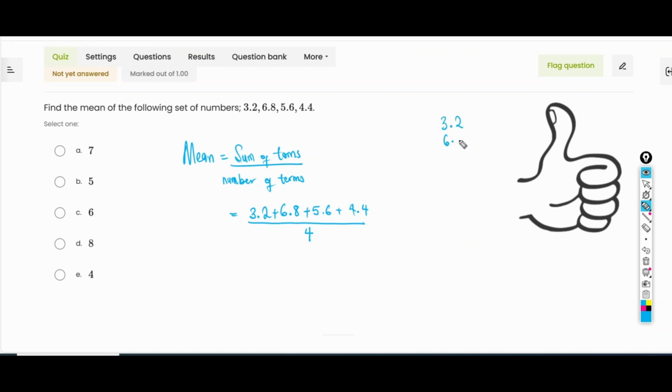Right, so let's do the addition. 3.2 plus 6.8 is 10.0. Then 10.0 plus 5.6 gives me 15.6. Then you add to that 4.4, which gives me 20.0. So it's basically just 20 divided by 4, which is 5. So 5 is the answer.